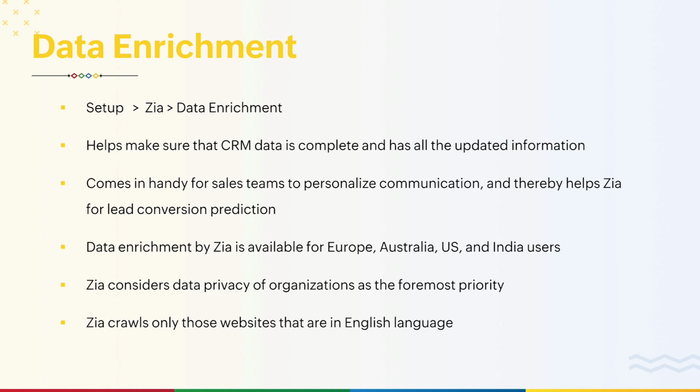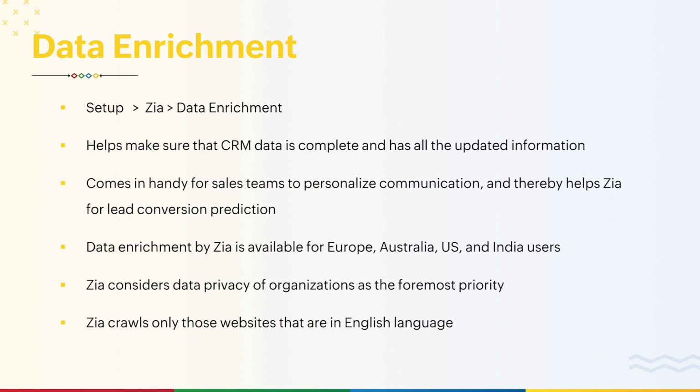Once the data is entered for one or more primary fields, Zia crawls the electronic files from across the web to fetch additional information about a particular lead, such as company size, phone number, address, etc. The fields for which Zia fetches information are called enrichment fields. The data enrichment settings in Zoho CRM can also be modified. It is possible to enable data enrichment for selected modules only. For example, you can enable it only for the leads module and not for the accounts module.